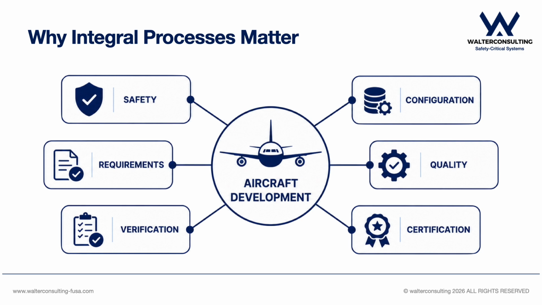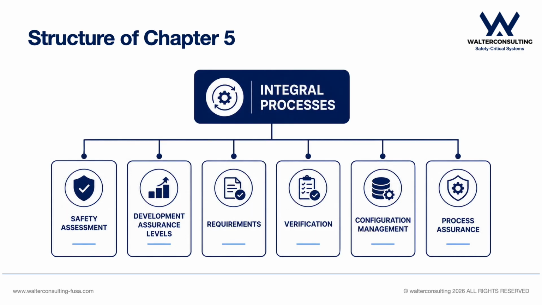Chapter 5 organizes these supporting activities into several major areas. Chapter 5 covers a broad collection of supporting processes. It begins with safety assessment activities. Next, development assurance levels are assigned. The chapter then addresses requirements capture, validation, verification, configuration management, and process assurance. Each topic supports a different aspect of development. Together, they provide the structure needed to manage complex aerospace projects.